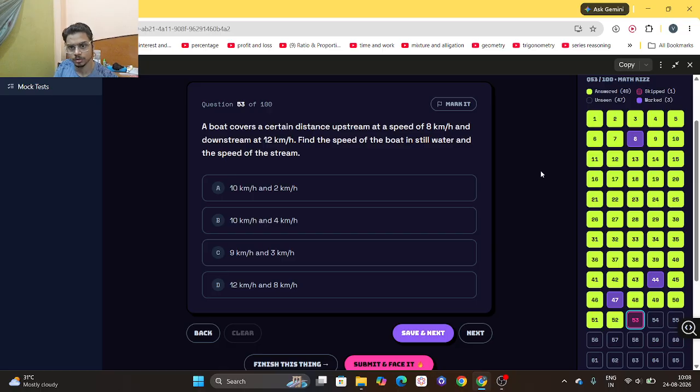Find the speed of the boat in still water. B plus W is 12 and B minus W is 8. 2B is 20, B is 10. Speed of boat is 10 km per hour and speed of water is 2 km per hour. 10 and 2.